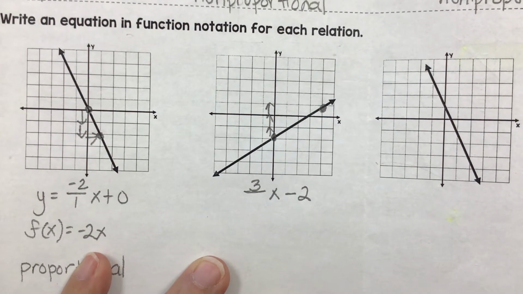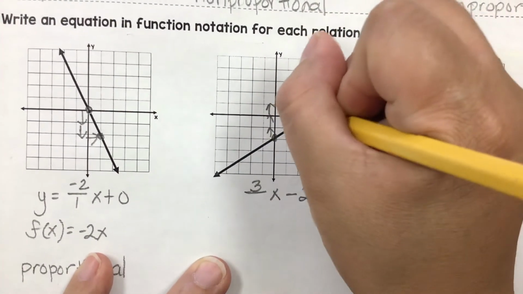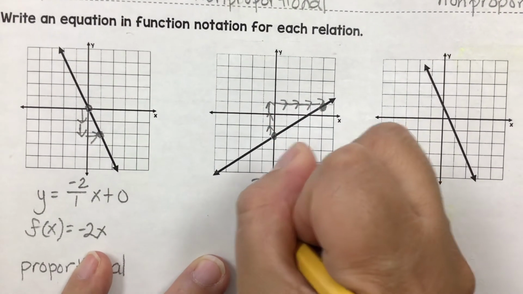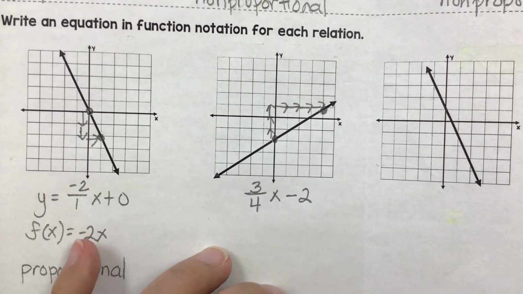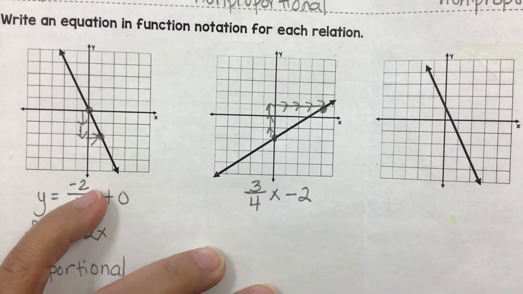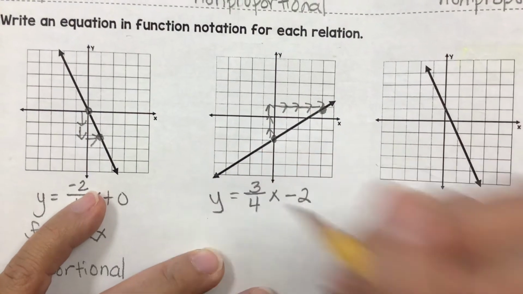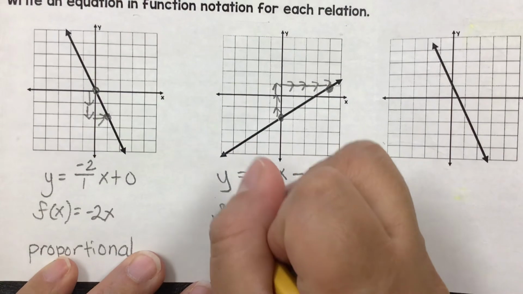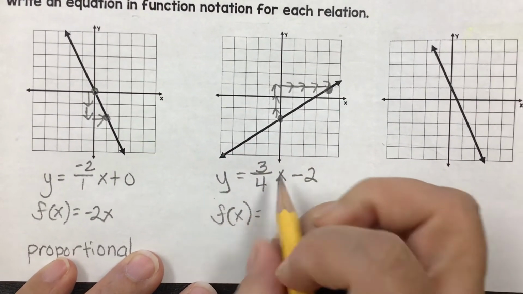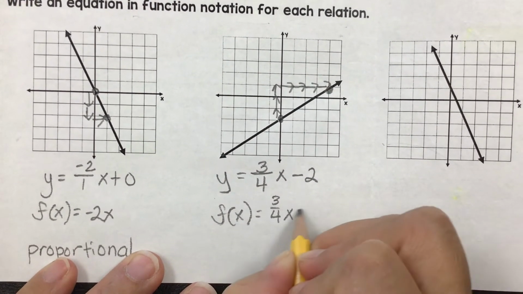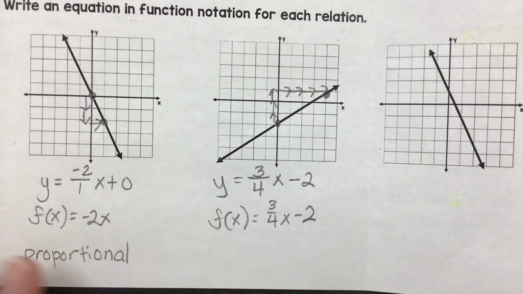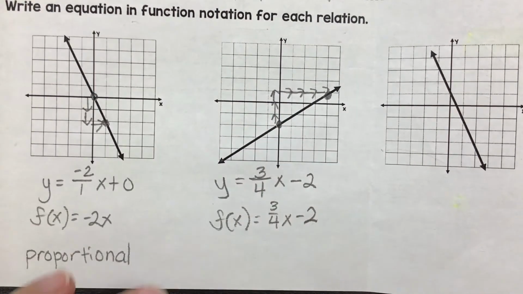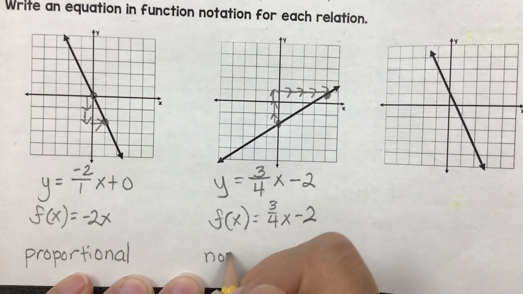And then to the right, 1, 2, 3, 4. Since it was positive, because we went to the right, that equals y. Function notation means that you write the fancy f of x is equal to 3/4 x minus 2, since nothing else can simplify. Because of the minus 2, because it doesn't go through 0, 0, this is non-proportional.